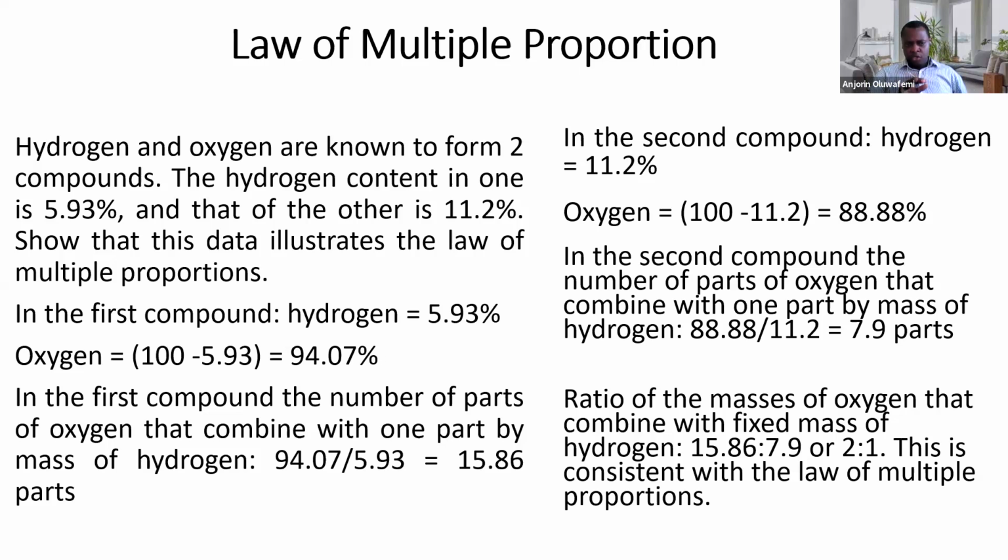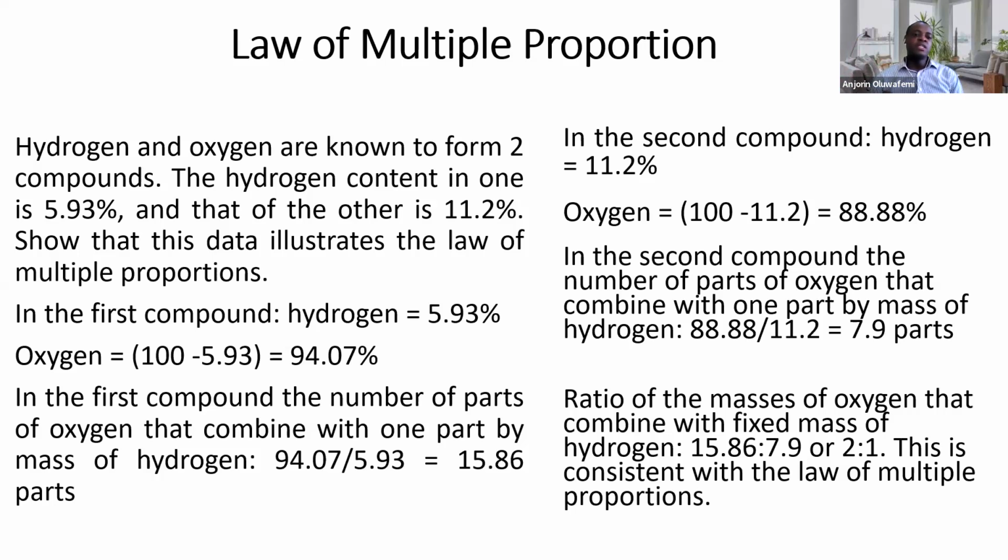Now, in the first compound, hydrogen is what? 5.93%. That means the oxygen content in that particular compound is what? Subtracting 5.93%, which is the percentage of hydrogen, from 100. Don't forget that hydrogen and oxygen make up the compound. So when you look at it holistically, the total amount of hydrogen content and oxygen content should be equal to 100 because it's a percentage, right?